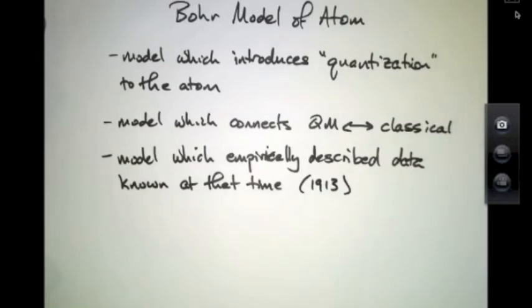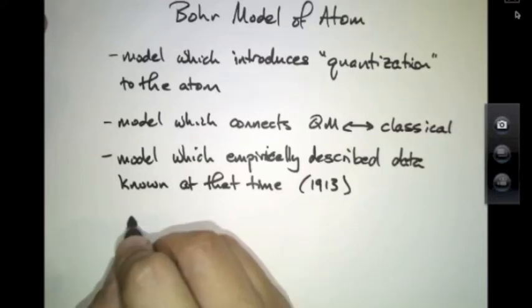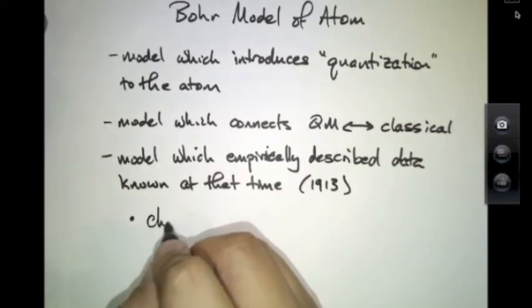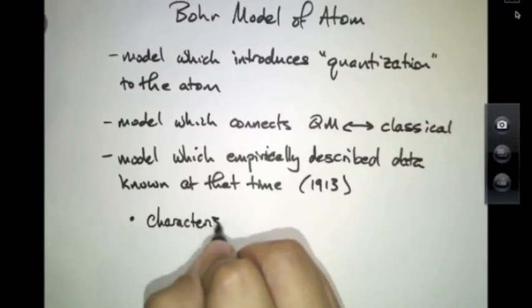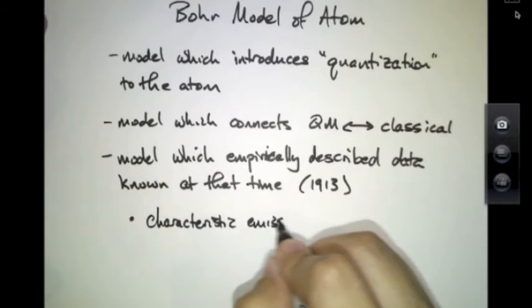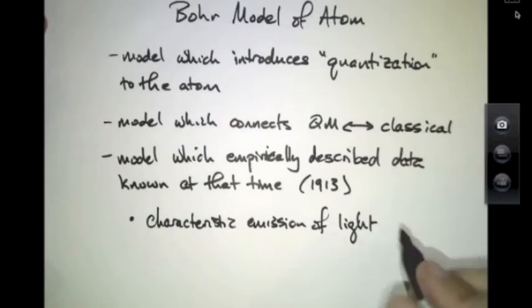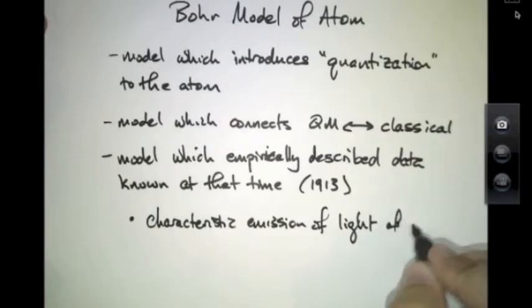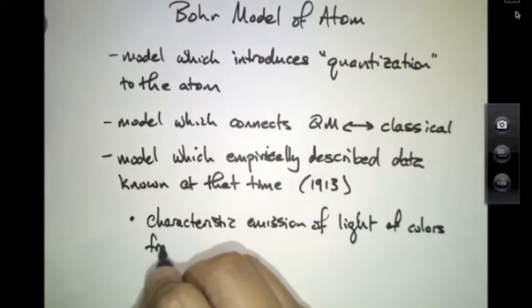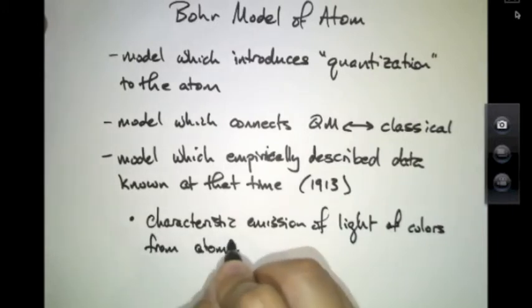The other thing that was very important about Bohr's model is that it attempted to make an empirical description to several important pieces of data known at the time of his original paper, which is 1913. And the specific pieces of data that he was trying to accommodate were, first of all, the characteristic emission of light of certain colors from different atomic species.